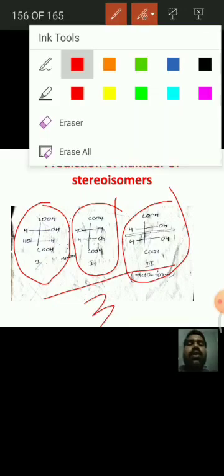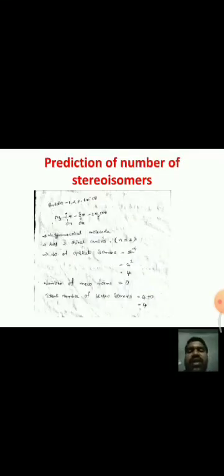Let us see the structures of the stereoisomers. Tartaric acid has these 2 optically active compounds. These are the optically active enantiomeric pair of tartaric acid, and this one is the mesoform. It has a plane of symmetry. 1 mesoform and 2 optically active, that means 3 stereoisomers for tartaric acid.